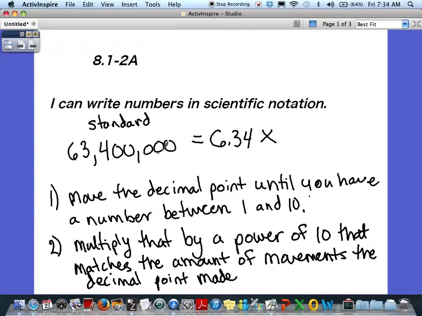In other words, if I had to move my decimal point 7 times to get this number to be 6.34, then I must multiply that by 10 to the 7th power to turn this number back into this number. So all I'm doing is converting numbers that are in standard form into scientific notation. I'm going to do one more example with you, and then this video is done.